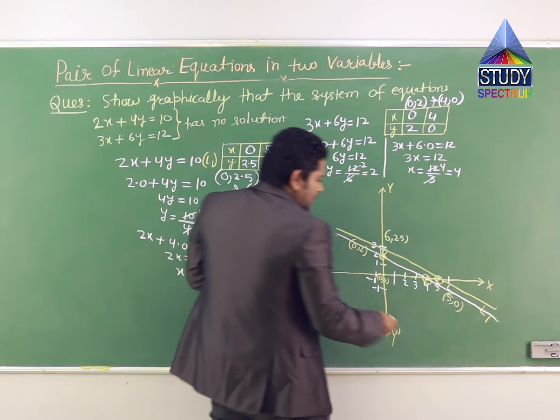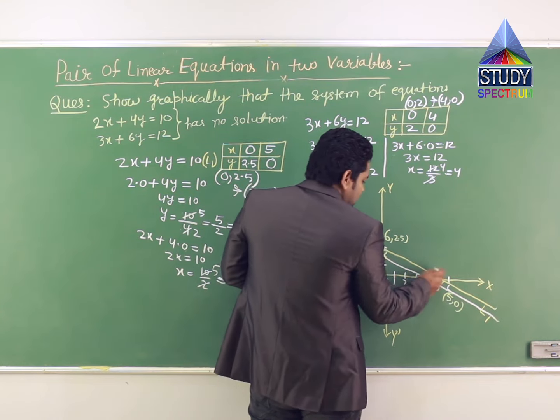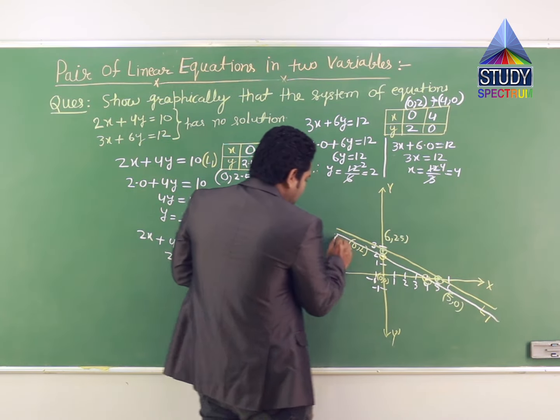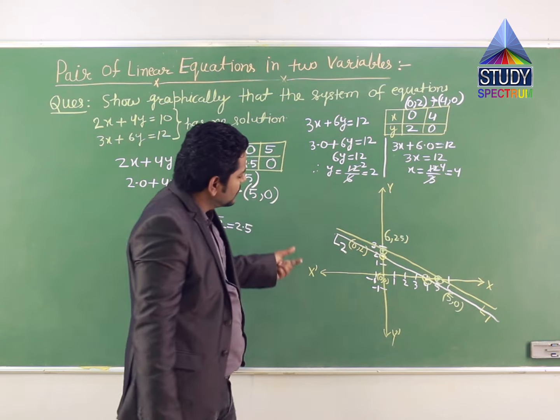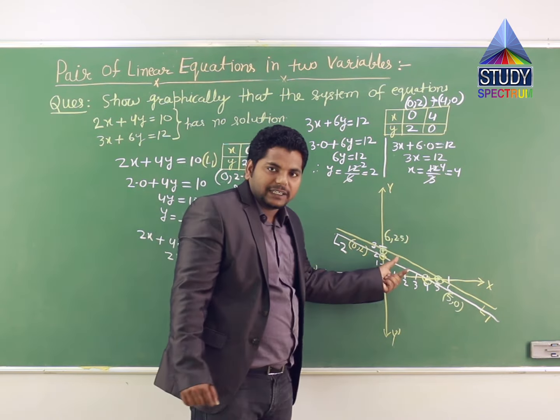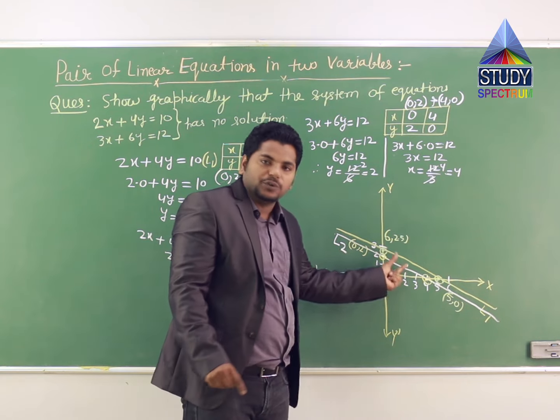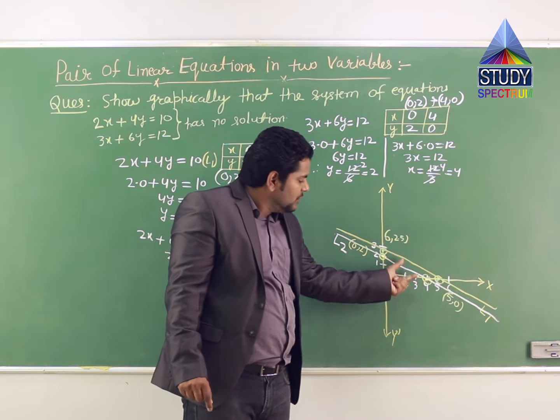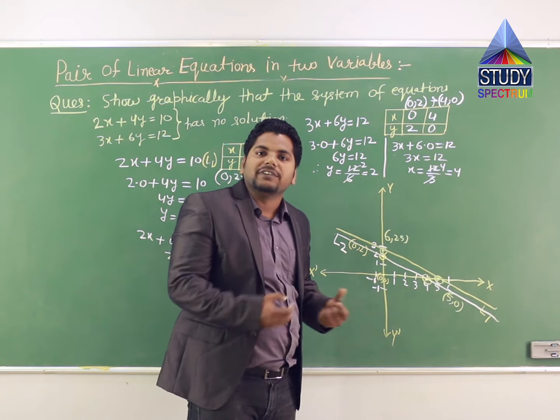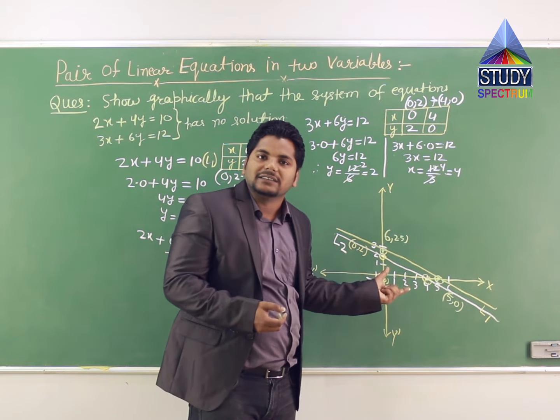Both lines will be, this is L1 line, yellow line is L1 and white line is L2. So you must be observing here, both lines are parallel to each other. It means there is no common point to both of the lines. It means we will get no solution in this case.